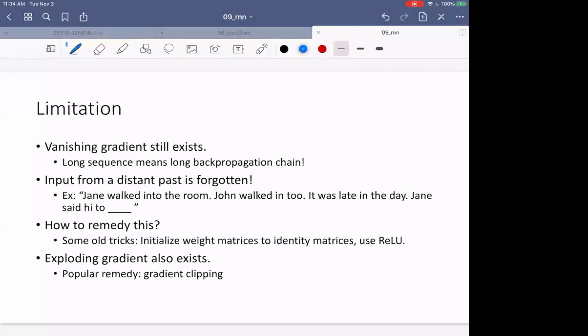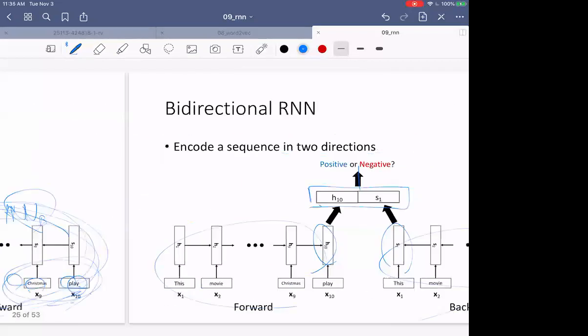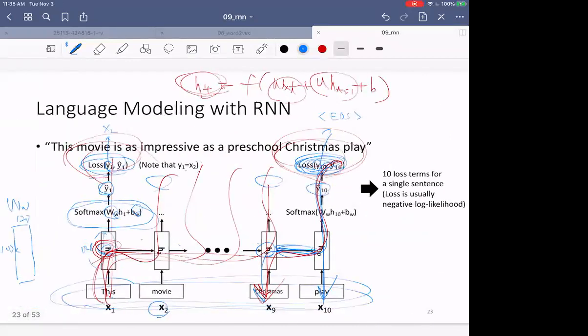All right, so far we've talked about how great RNNs are, but there's obviously a limitation to that. So vanishing gradient and exploding gradient, they still exist. I think I've talked about this in class 3 or maybe class 2 when we talked about all the backprops and gradient chains and all that. So long sequence means long backpropagation chain.